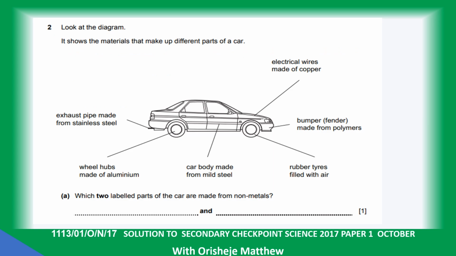Question 3. Look at the diagram. It shows the material that make up different parts of a car. Which two labeled parts of the car are made from non-metal? The bumper and the rubber tire.